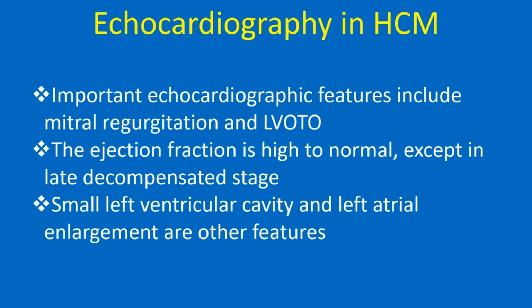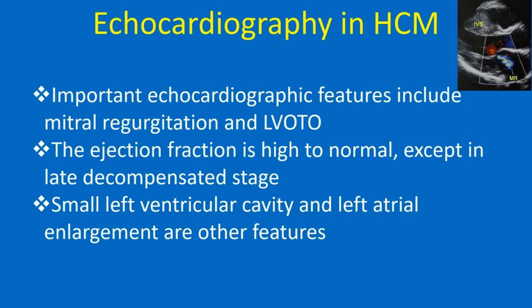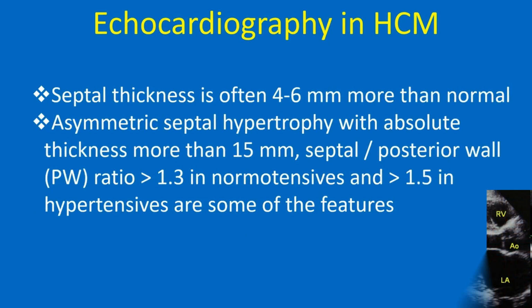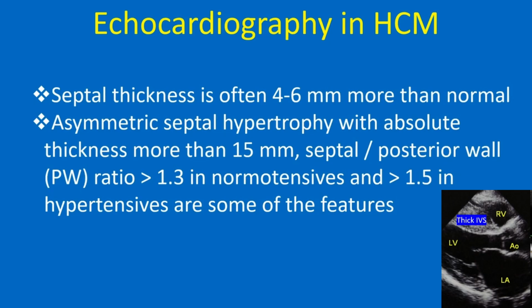Important echocardiographic features include mitral regurgitation and left ventricular outflow tract obstruction. The ejection fraction is high to normal except in the late decompensated stage. Small left ventricular cavity and left atrial enlargement are other features. Septal thickness is often 4 to 6 mm more than normal. Asymmetric septal hypertrophy with absolute thickness more than 15 mm, and septal to posterior wall ratio more than 1.3 in normotensives and more than 1.5 in hypertensives, are some of the features.